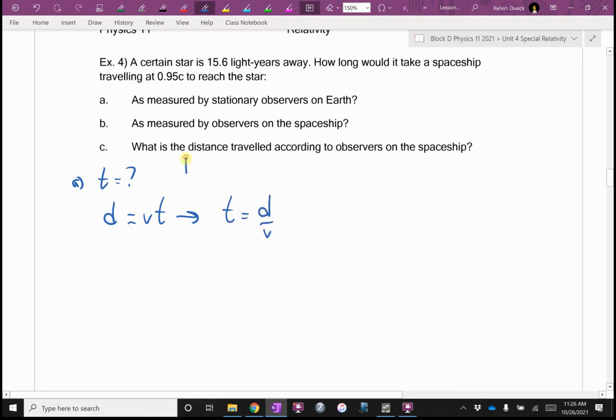So, Brandon, that must mean they gave me a distance that the spaceship is traveling. How far is the spaceship traveling? 15.6 what? 15.6 what? I want units. Read it. 15.6 what? Light years. Is that a measure of distance? Yes. Don't think that's time, even though it has years in it. That's a distance. So I agree with you. 15.6 light years. What's our speed?